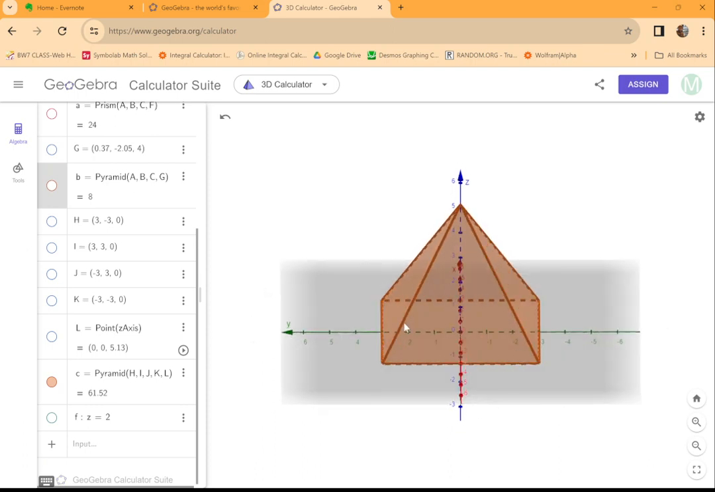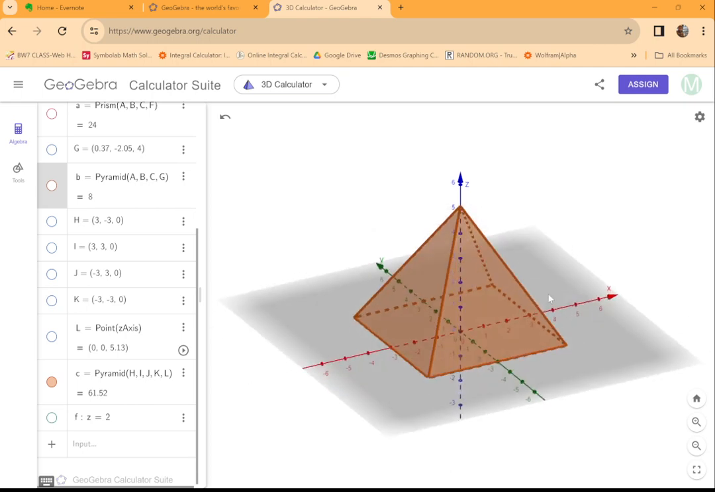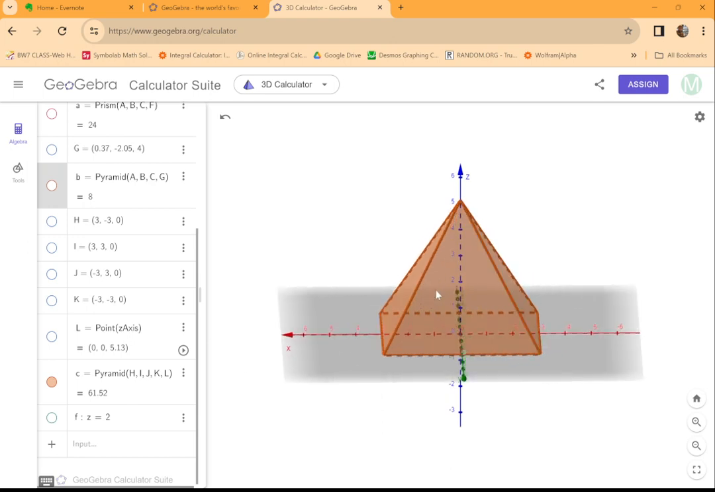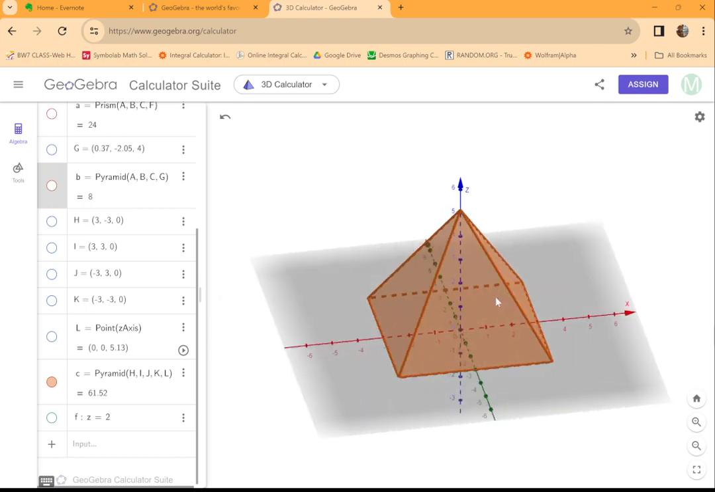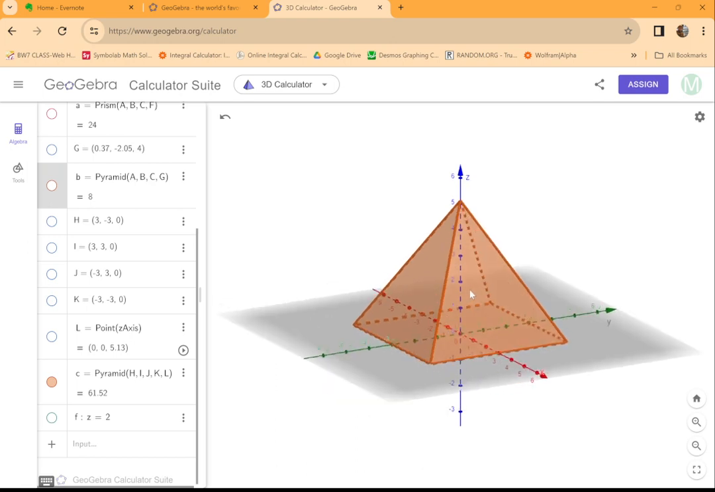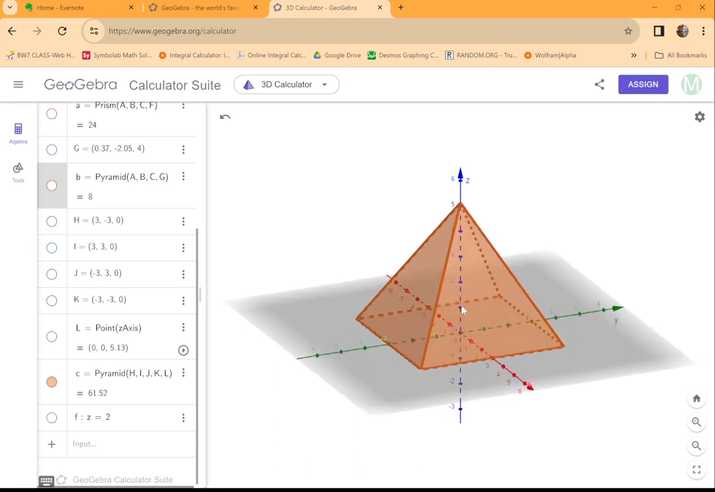So we have the base is the square, but the faces that lead up almost like tiles onto the vertex, those are all triangular. And that would be the case for any pyramid. Those faces will all be triangular. And that's the information that we know. Notice what we're going to need here. We're going to need the area of the base.